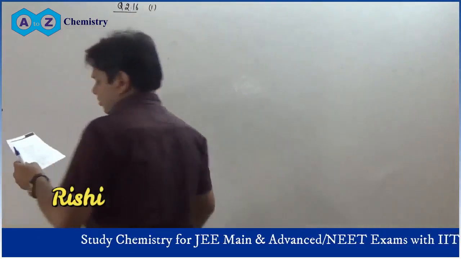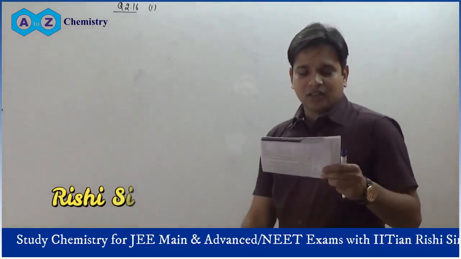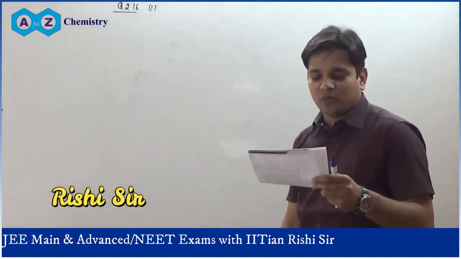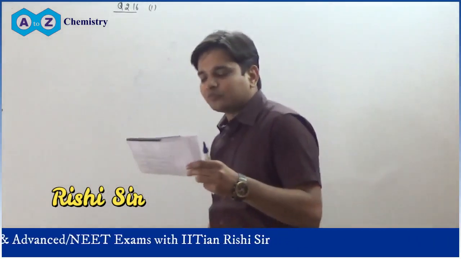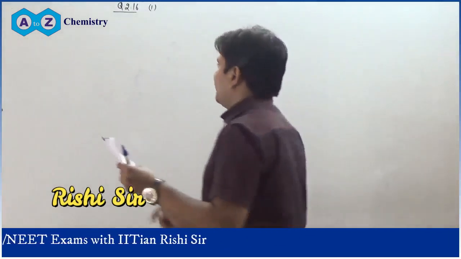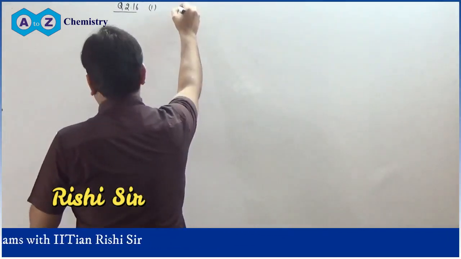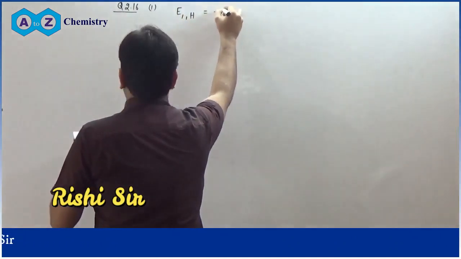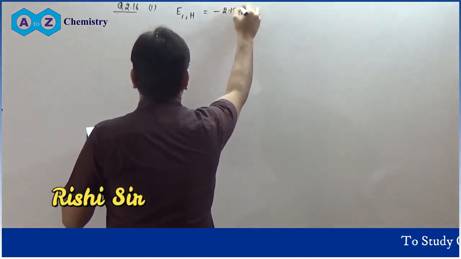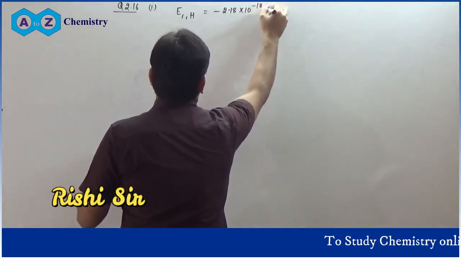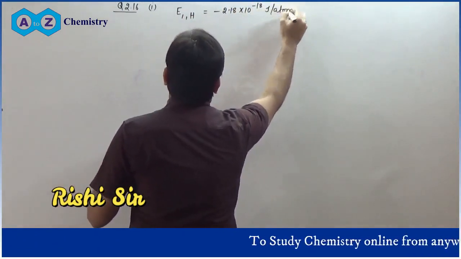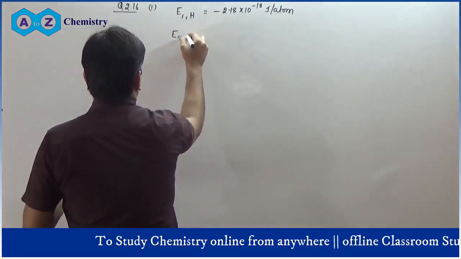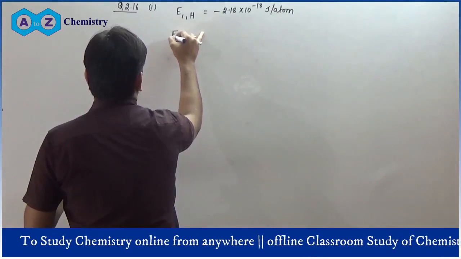The first part of 2.16: the energy associated with the first orbit of hydrogen atom is minus 2.18 × 10^-18 joule per atom. What is the energy associated with the fifth orbit of hydrogen atom? Energy of the first orbit is minus 2.18 × 10^-18 joule per atom, so we have to calculate the energy of the fifth orbit.